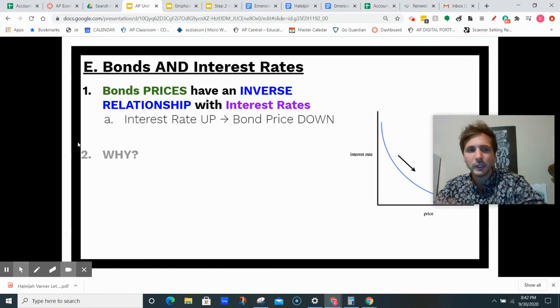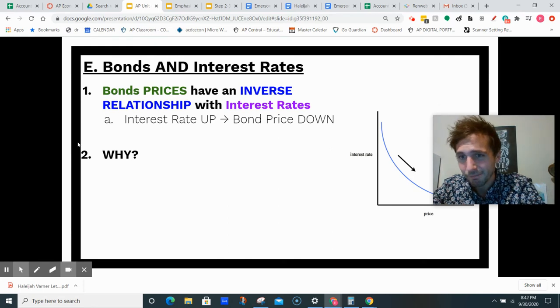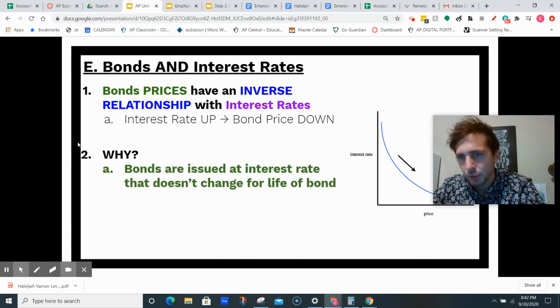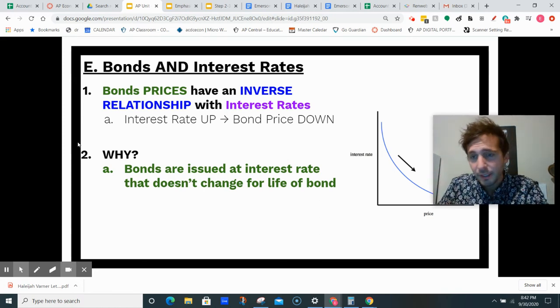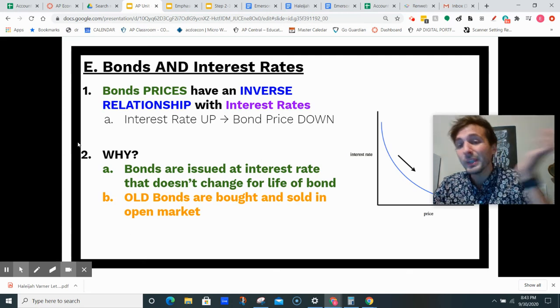Okay, so that's what I just said. Interest rate goes up, the price or bond price goes down. Why? Por qué? Here's why. Bonds are issued, like we said earlier, at the current interest rate. That doesn't change for the life of the bond. So if the federal government issues a bond and the current interest rate is 5%, then that bond will always have a 5% interest rate. It doesn't change. It's not variable, it's fixed for the life of that bond. So if it's a 30-year bond, at the end of the 30 years, it's still a 5% interest rate on that bond. Old bonds, however, can be bought and sold at will.